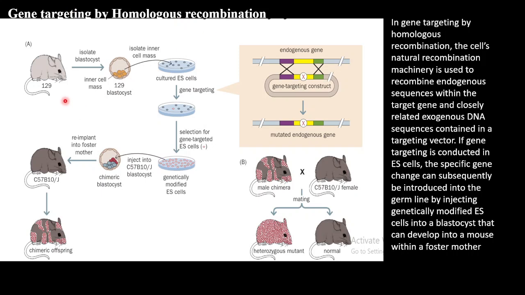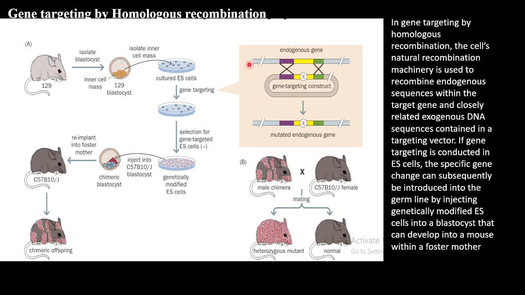So this is a very simple method where we are isolating the blastocyst. It means blastocysts are from the germ cells. You isolate the blastocyst and you take the inner cell mass of these blastocysts and you culture them. After culturing them, you introduce the foreign gene in these cells. And how you can do it? You can do it by the homologous recombination.